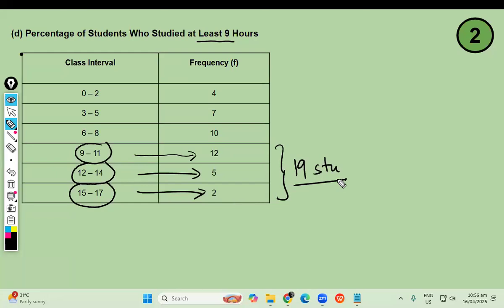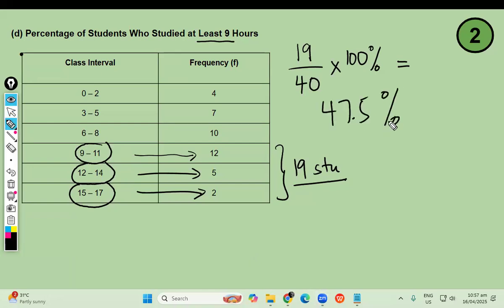But that's not the end of the question. They want you to convert it to a percentage. How are you converting that 19 to a percentage? 19 divided by 40 multiplied by 100%. Let's see the percentage here. Calculate the percentage and send it on the chat now, right? 19 divided by 40 multiplied by 100, I'm getting 47.5%.